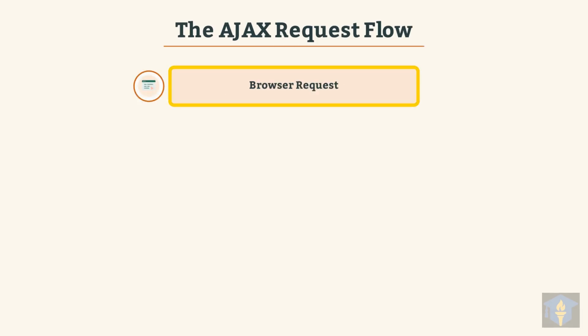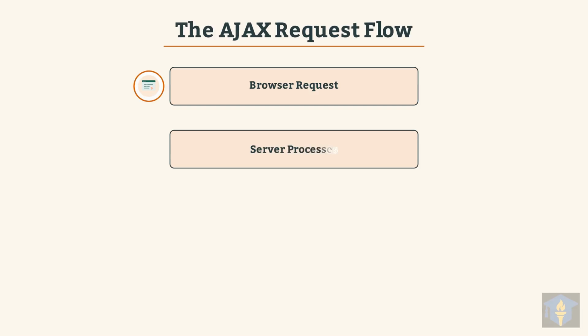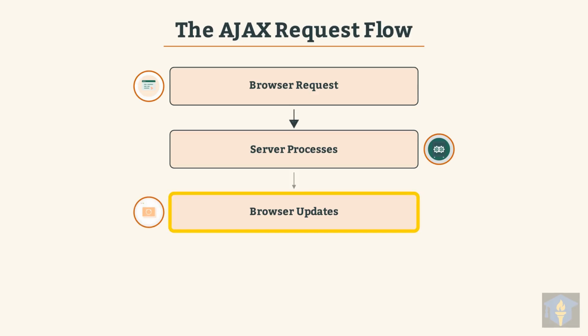Now, let's visualize the typical flow of an AJAX request, which is fundamental to asynchronous communication. It all starts when the browser initiates a request, often triggered by user interaction or an application event. Next, the server processes this request, retrieves or manipulates data, and prepares a response to send back. Finally, the browser receives the server's response and updates the web page dynamically without a full reload.